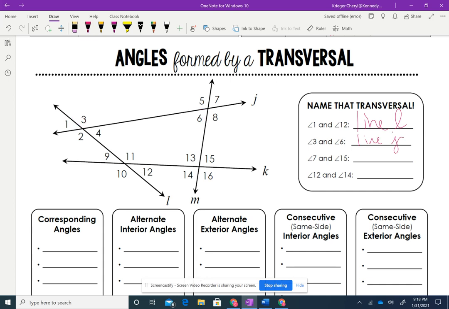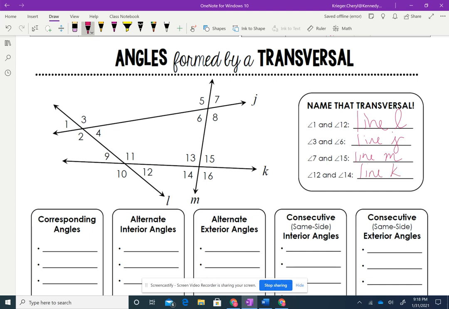Okay. Angle 7 and 15. Those are both connected to line M. That's your transversal. I know you guys are probably getting annoyed. How about 12 and 14? That's line K.